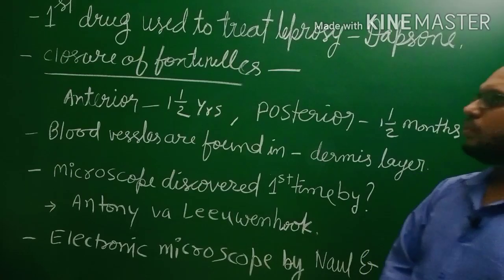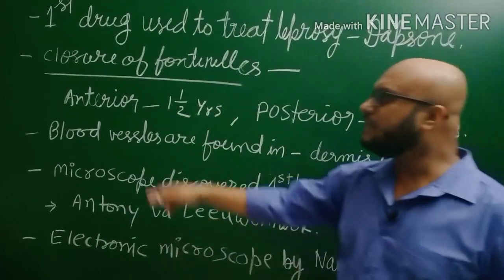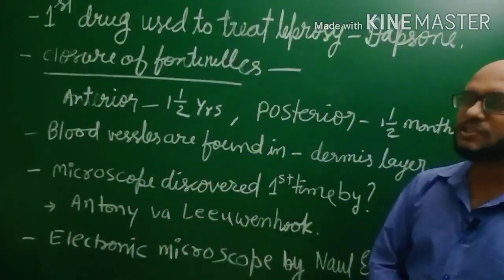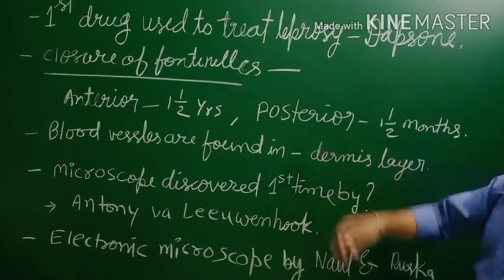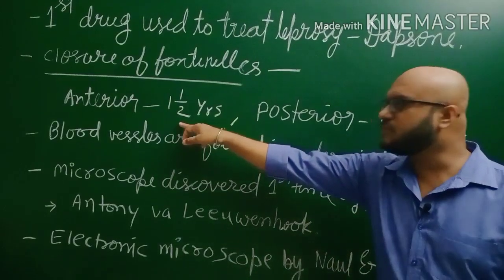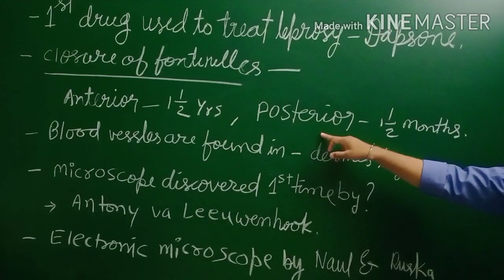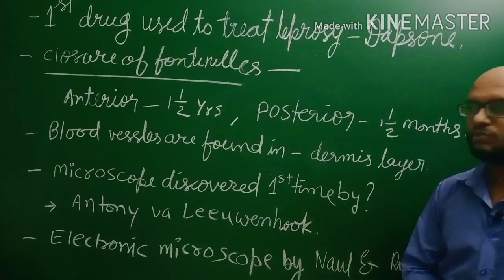Next is closure of fontanelles in a newborn baby. The anterior fontanelle of a newborn baby closes around 1.5 years of age, whereas the posterior fontanelle closes around 1.5 months of age. Anterior closes at 1.5 years, posterior closes at around 1.5 months. Remember, it is an important question.